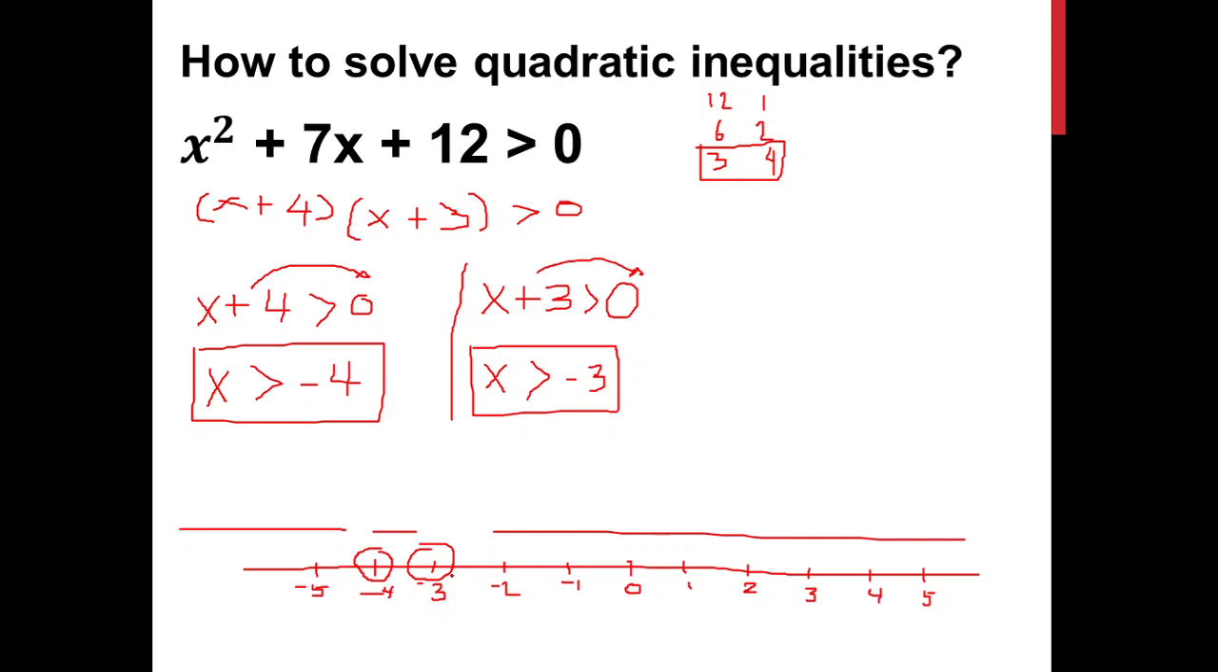So if negative 3 is not a solution, let's try negative 2. So if x is negative 2, negative 2 plus 4 is positive 2. Negative 2 plus 3 is positive 1. 2 times 1 is 2, greater than 0. It makes our statement true. Therefore, from negative 2 going to positive infinity are solutions to our given inequality.